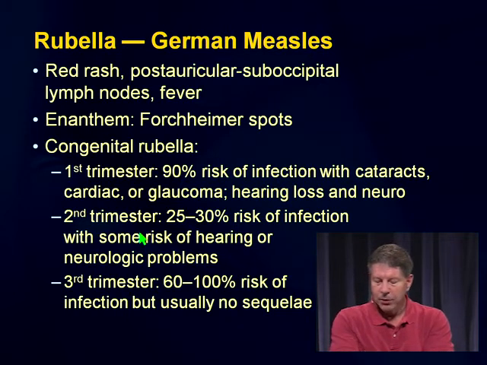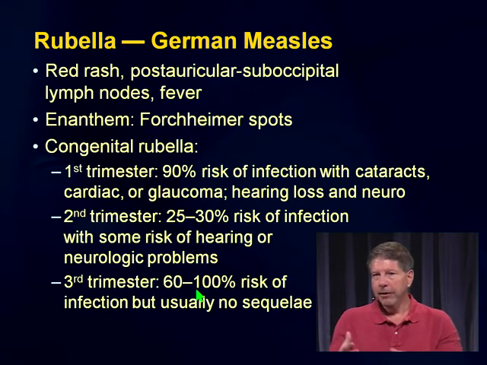If it happens in the second trimester, then they've only got a 25 to 30% risk of getting infected. So actually the kid likely is not going to be infected. Okay? If they do get infected, then they have some risk of hearing or neurologic problems. If it's the third trimester, they're pretty much between 60 and 100% all going to get infected in utero, but there's not going to be any sequelae from it. Okay? So the kid will have rubella inside the mom and won't have any long-term problems from it if it happens during third trimester. So what you worry about with rubella is the first trimester in general. That's where you worry about if she gets infected during that time period.